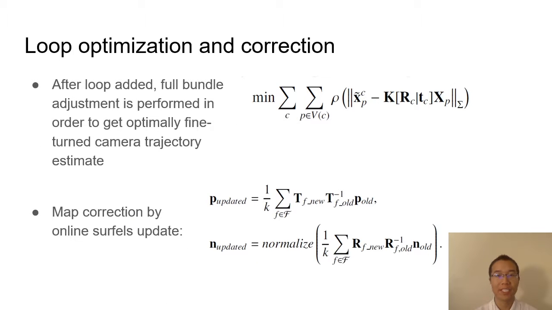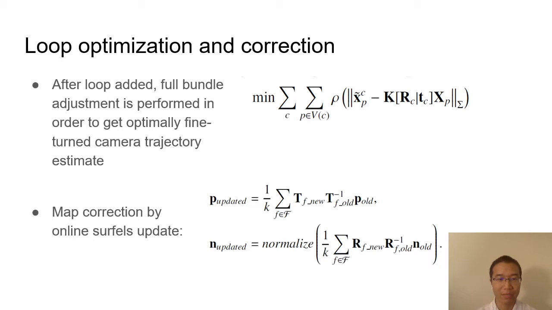Loop optimization and correction. After loops are added, full bundle adjustment is performed in order to get optimally fine-tuned camera trajectory estimates. This is optimal because the camera observations will agree with each other in the optimal sense.